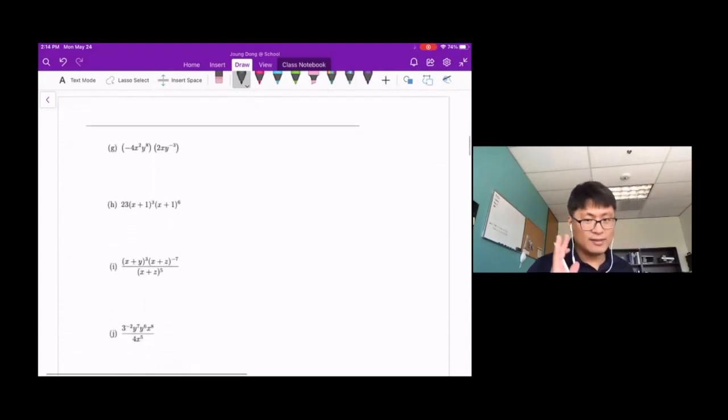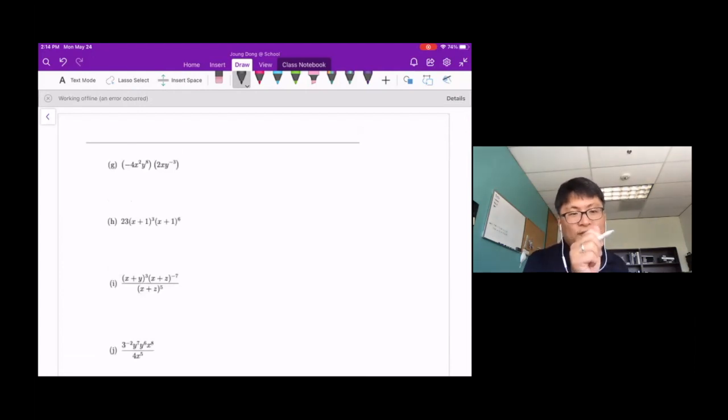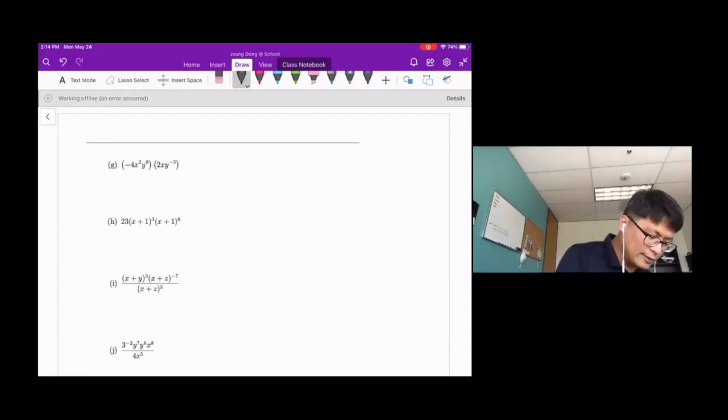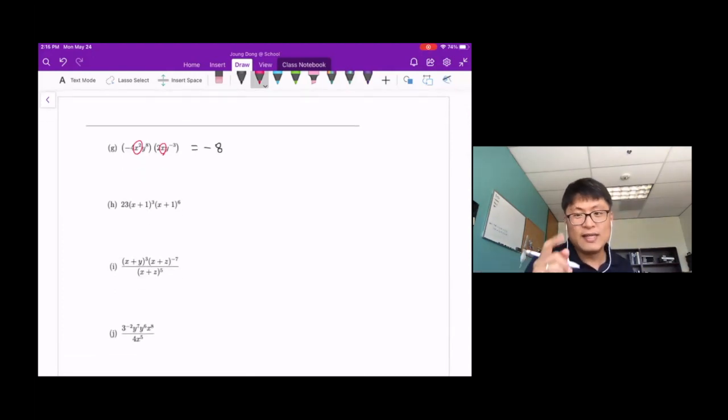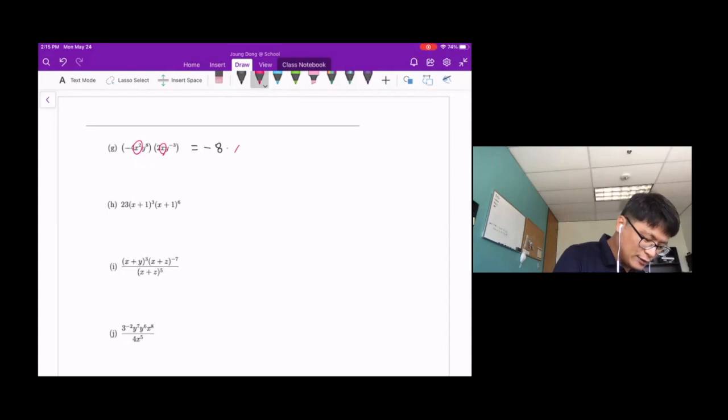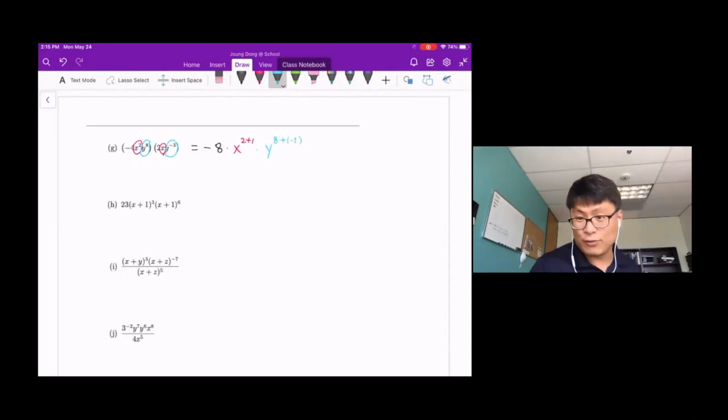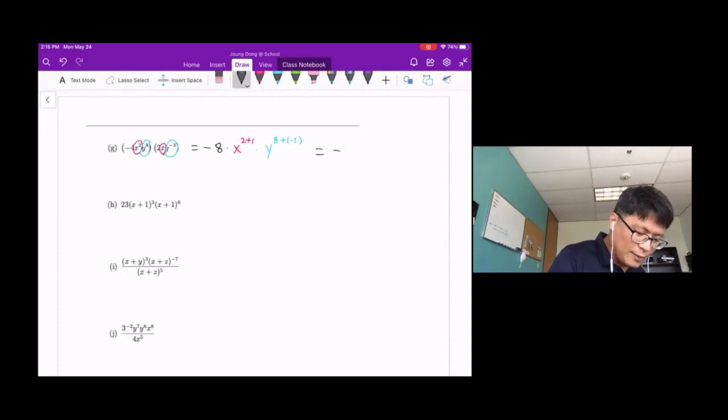And what about G? Step by step. Coefficient first. We have coefficient negative 4, and the second term has 2, so we multiply negative 4 and 2 first. It is negative 8. That's great, you did the number first. And then find the like terms. We have two x terms, x squared and x. As I told you, when there is no power, it means there is a 1. So that is x to the 2 plus 1. Then what about the y term? Y to the 8 and y to the negative 3. So it is addition: y to the 8 plus negative 3, or just subtract 3. So that is equal to negative 8 x cubed and y to the 5.